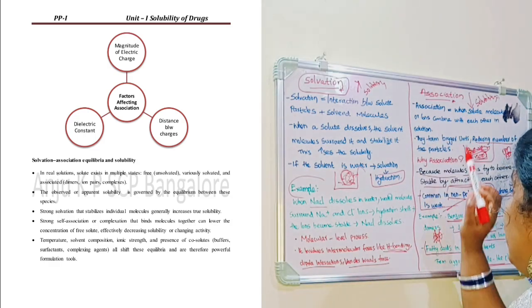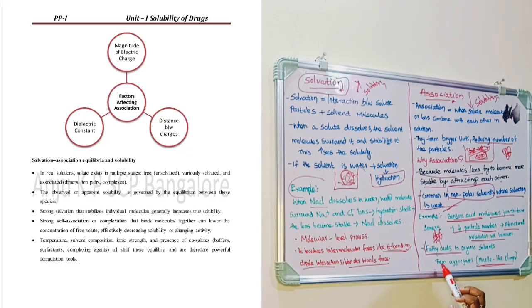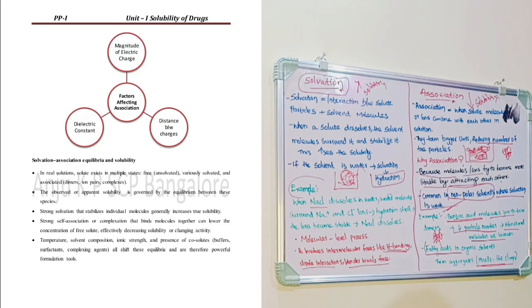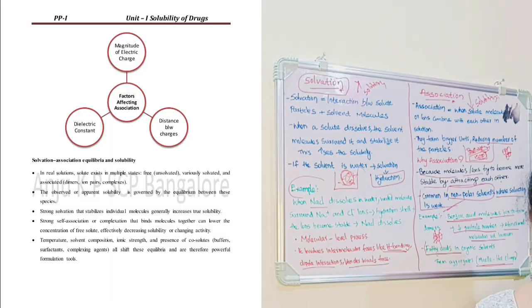In the case of association, you can give examples like benzoic acid, which forms a dimer, and fatty acids in organic solvents. These are the examples, and this is what solvation and association are.